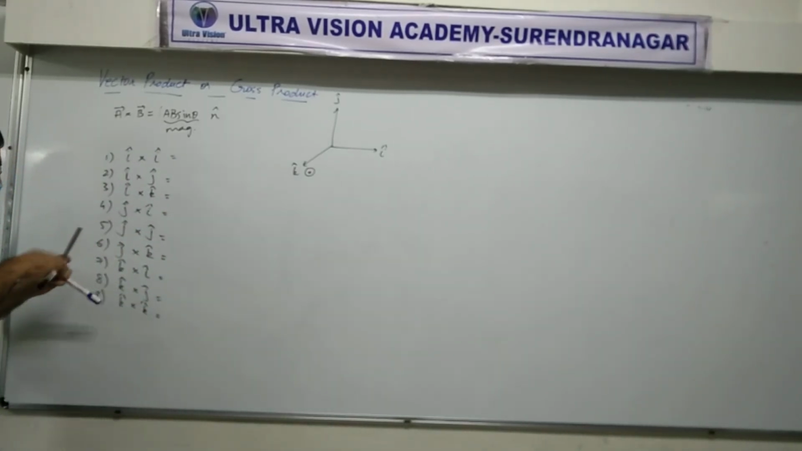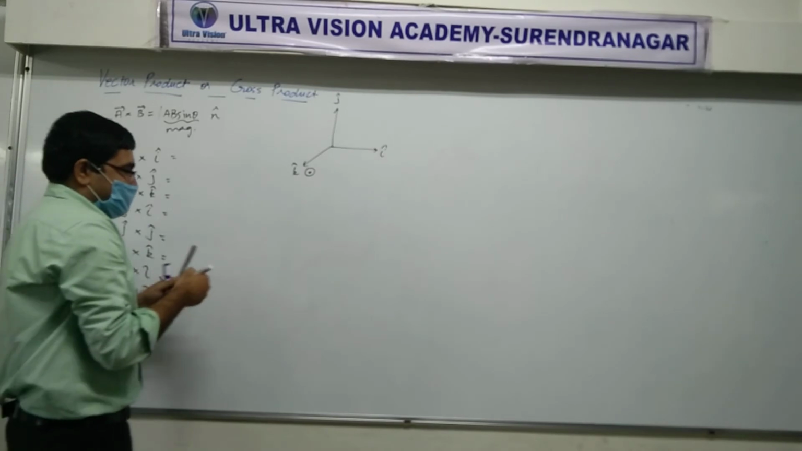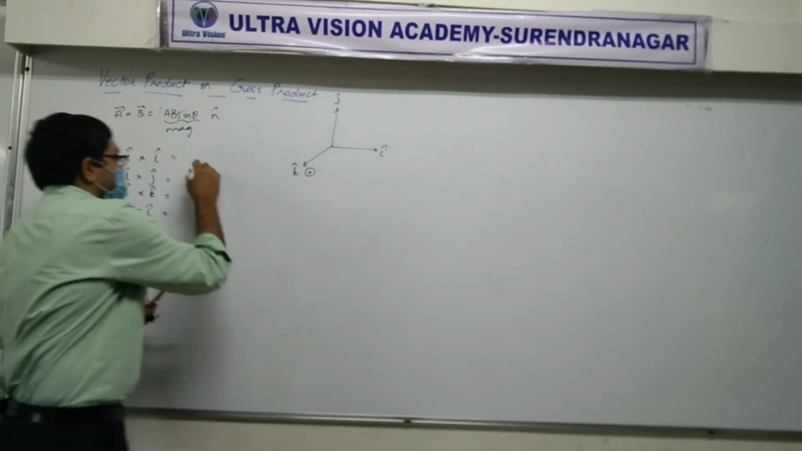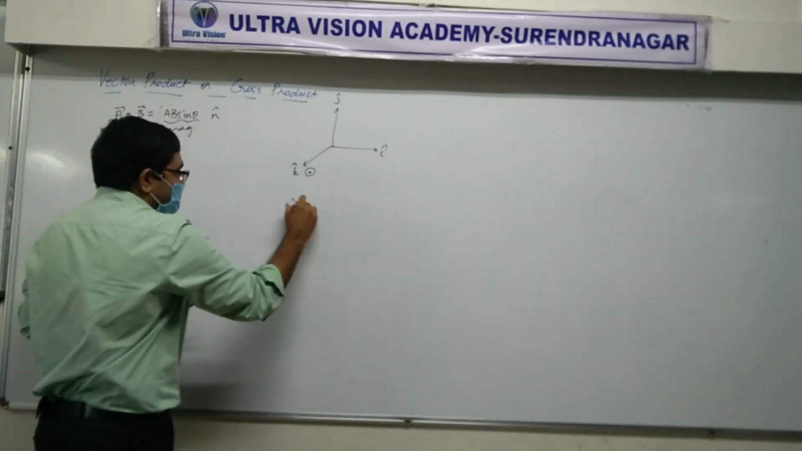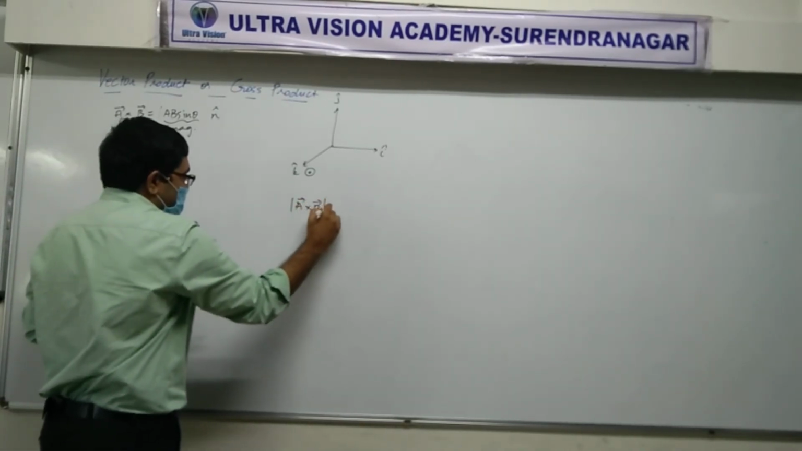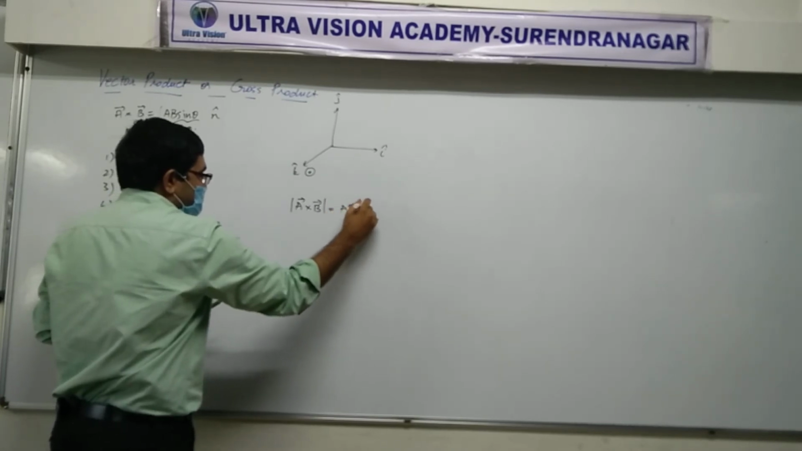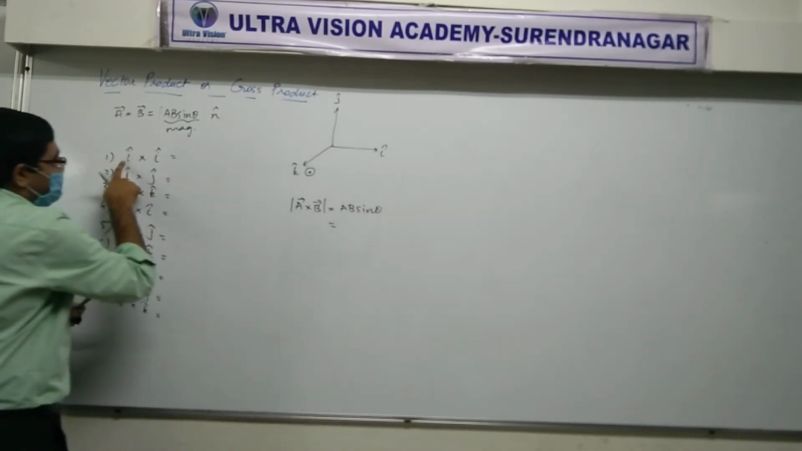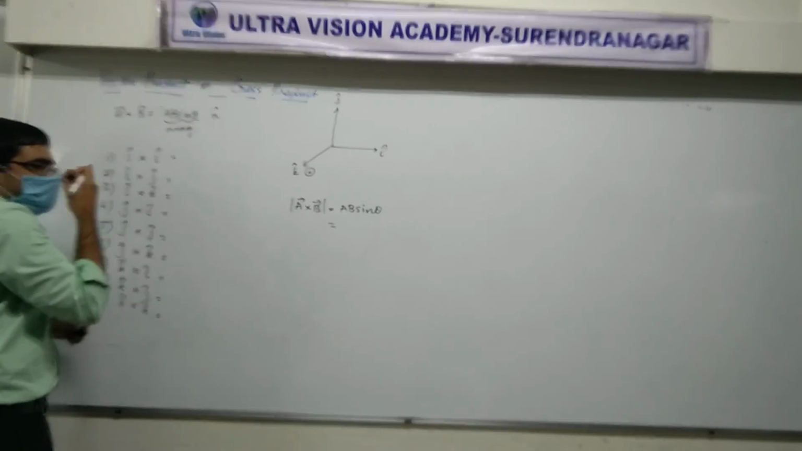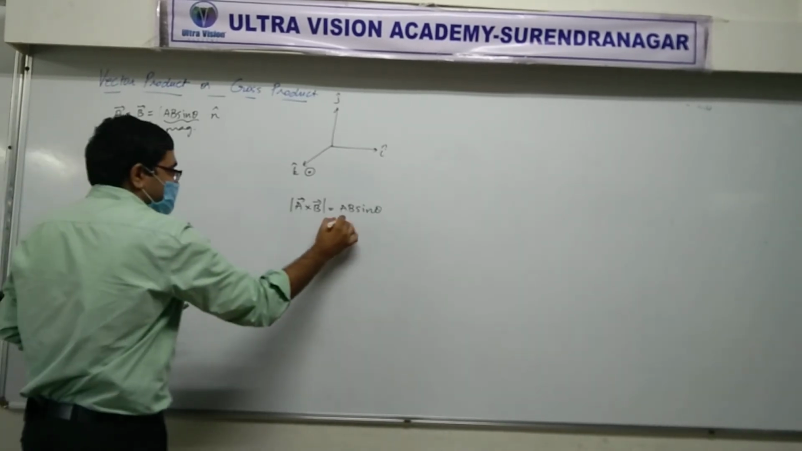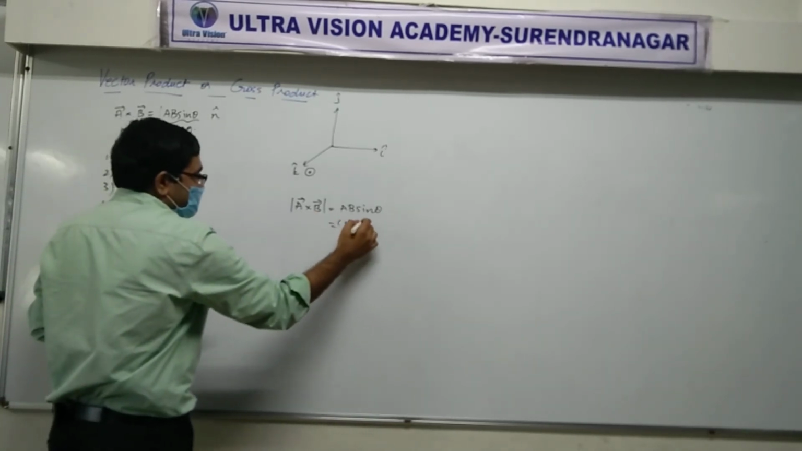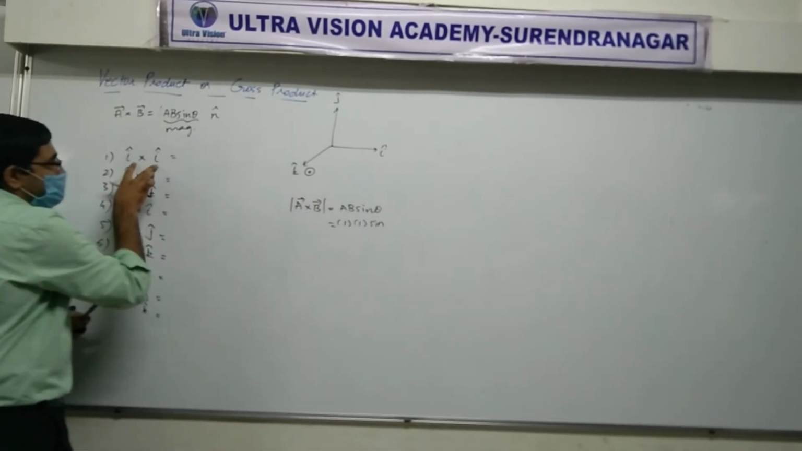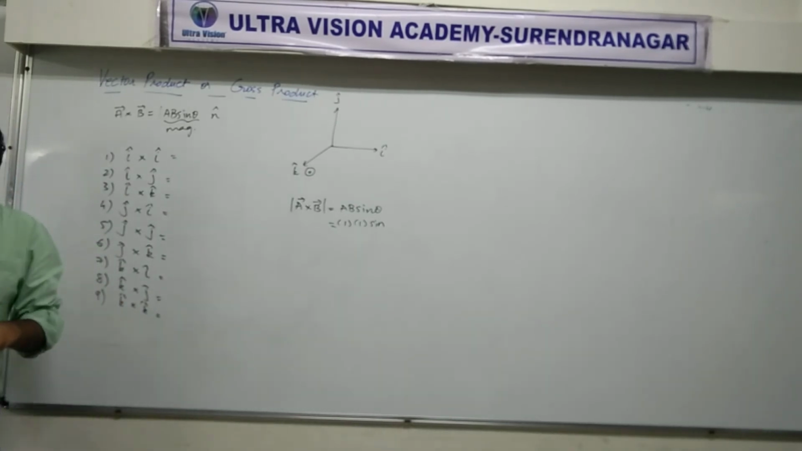Now let's begin. So first one, I caret cross I caret. What's the formula? It is AB sin theta n hat. But let's separately write the magnitude. So AB sin theta. So what's the first vector? I caret. I caret's magnitude is 1. Second vector I caret, its magnitude is 1. Sin of the angle between these two: 0 or 90?